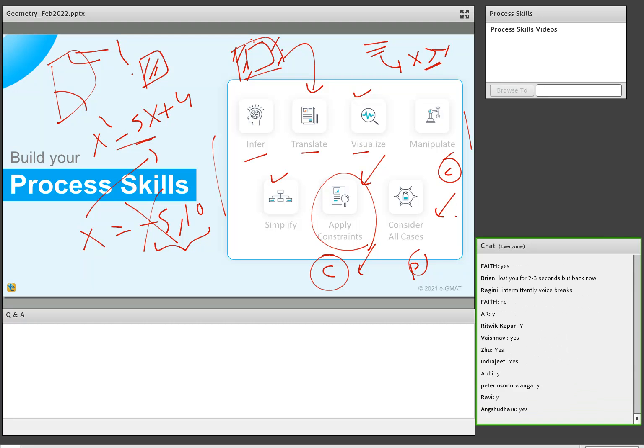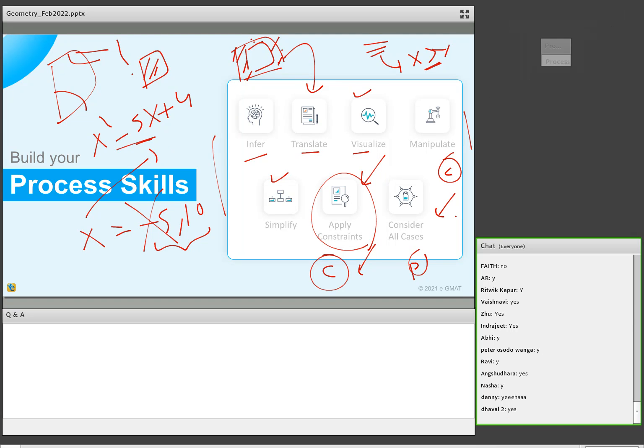Perfect. That said, I hope you guys have clicked on this link for future reference. Now let's move into questions. So here's the first question for you, the next question of the day. Let's begin solving.